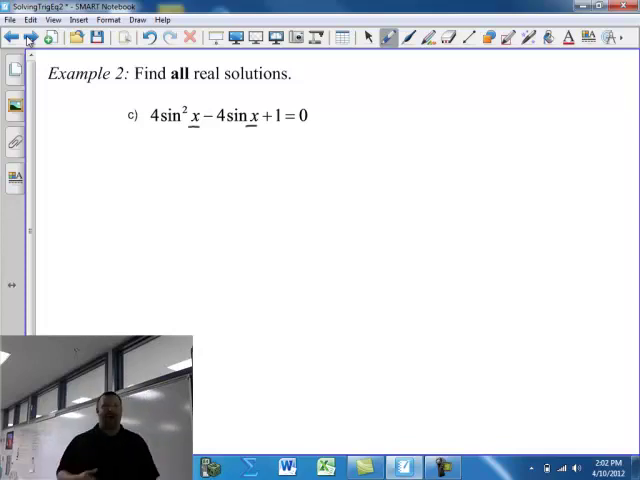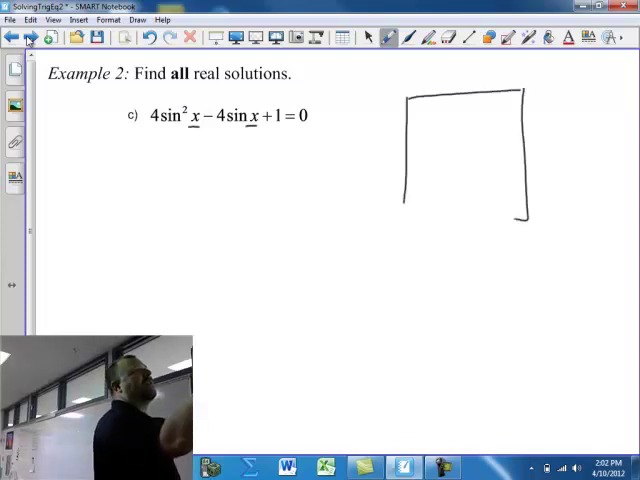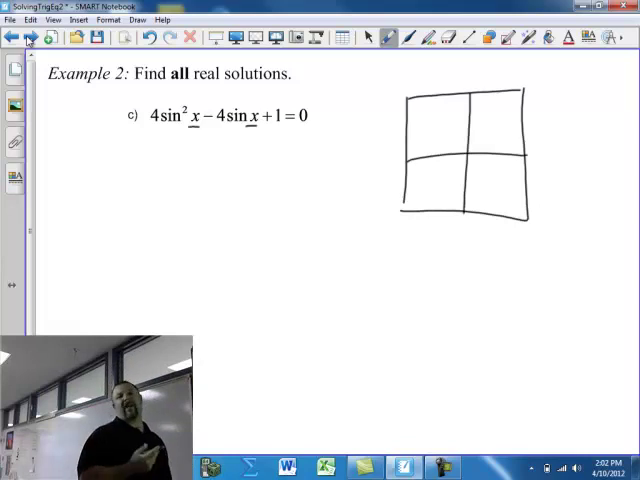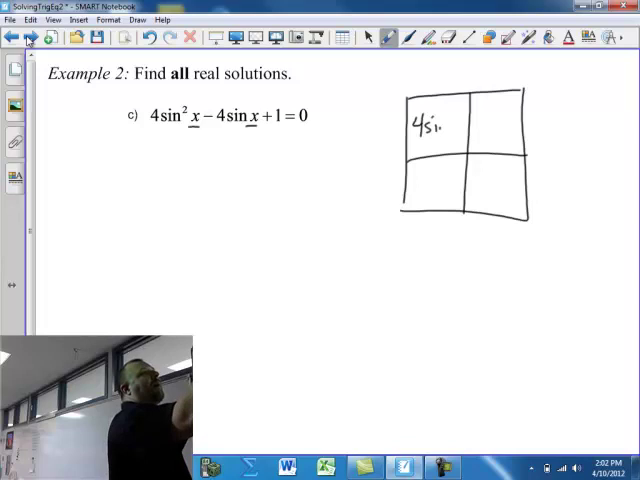And you changed the letters last time. I'm going to go ahead and just make my box with sine functions in it. Is that okay with you? Okay. All right, so this is just in case you don't want to change all the letters. We're going to have 4 sine squared of x in the top left of the box.